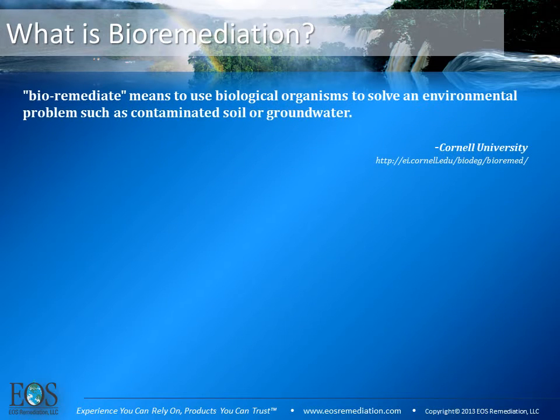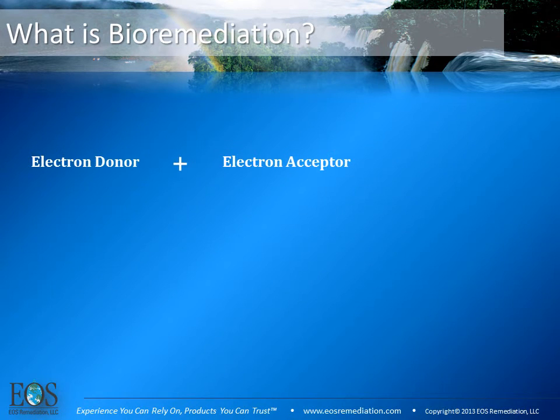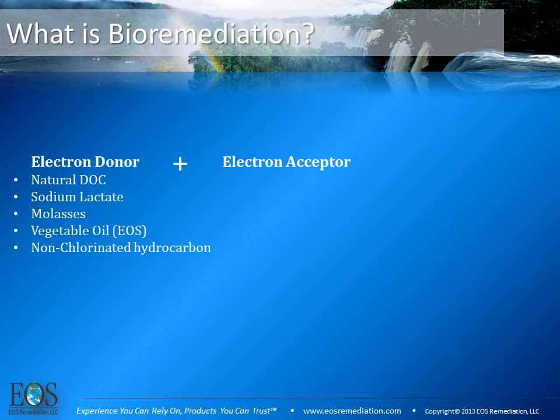Bioremediation is essentially the means of using biological organisms to solve an environmental problem, such as contaminated soil or groundwater. And there's really two components of bioremediation. To make bioremediation work, you need an electron donor and you need an electron acceptor. Now, the electron donor can be a bunch of different things. It could be naturally occurring organic matter in the aquifer. It could be something you add, such as sodium lactate, molasses, or even vegetable oil. And it could also be a contaminant itself, such as a petroleum hydrocarbon, like benzene.